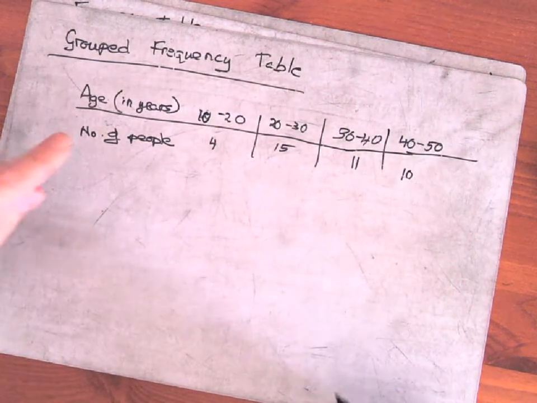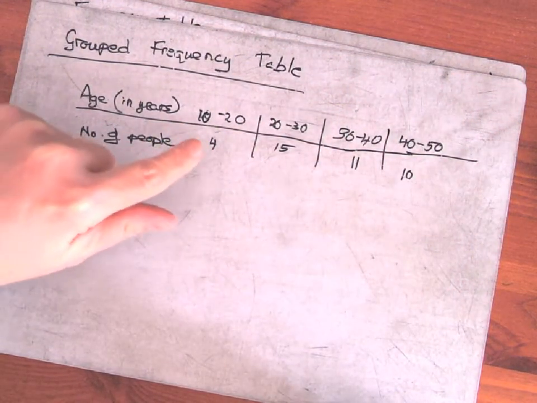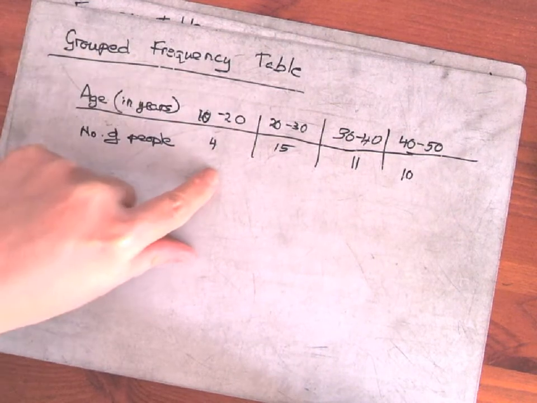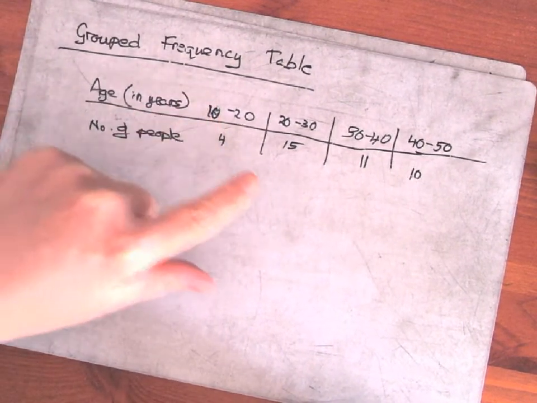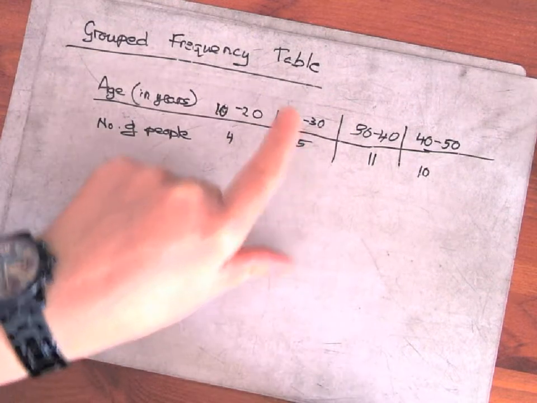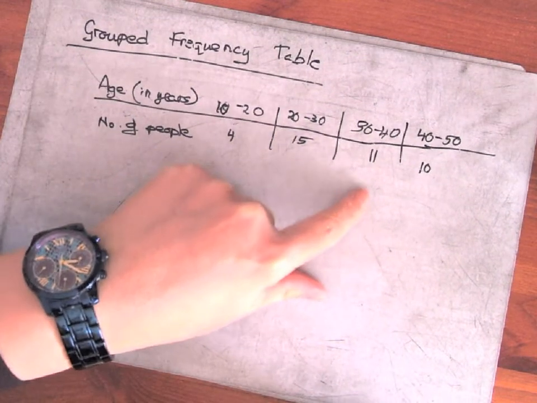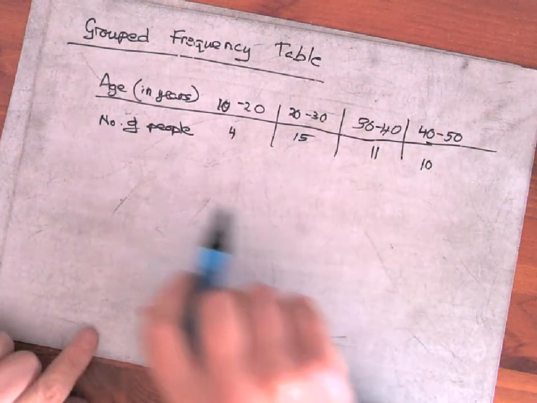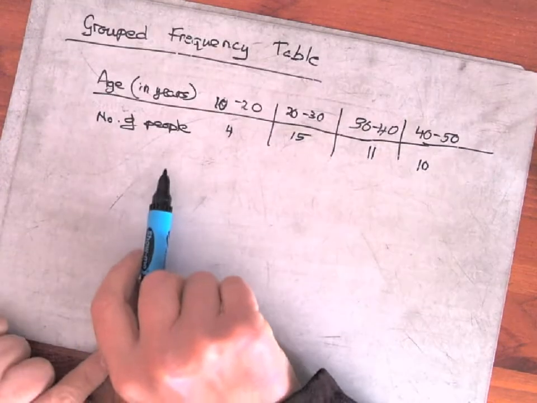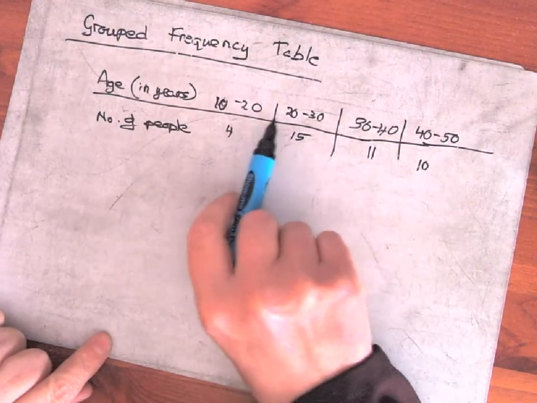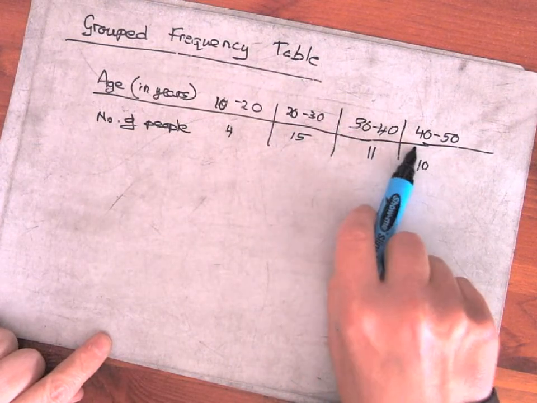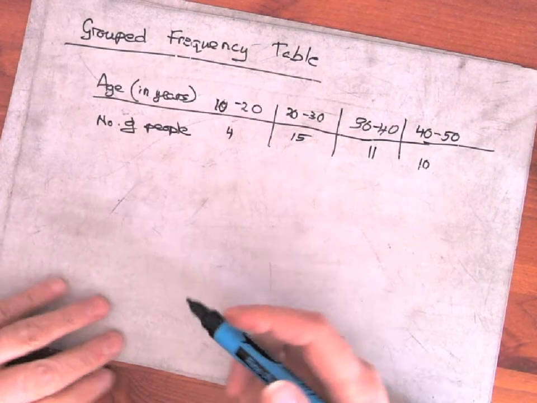So we don't know their exact age, but we know they're between 10 and 20. So that's a group, 10 to 20. There were 4 people aged between 10 and 20, 15 people aged between 20 and 30, 11 people aged between 30 and 40, and 10 people aged between 40 and 50. Now there'll be a sentence underneath that says 20-year-olds are in this group, and 30-year-olds are in this group, and 40-year-olds are in this group. I just didn't bother writing it.